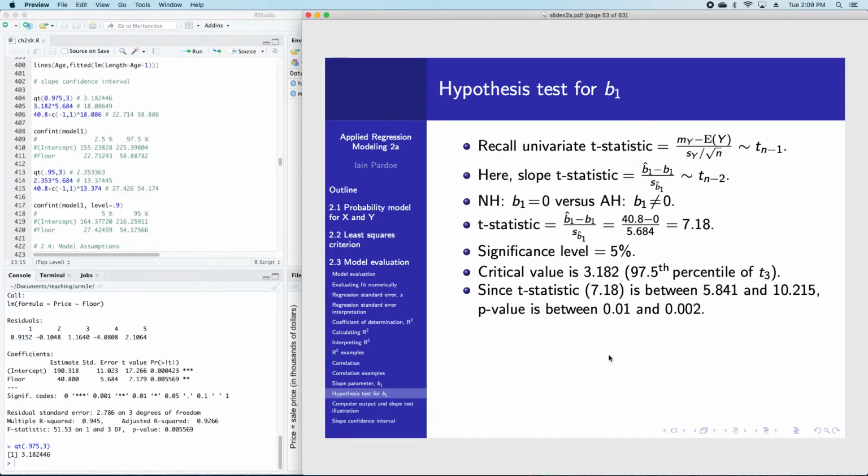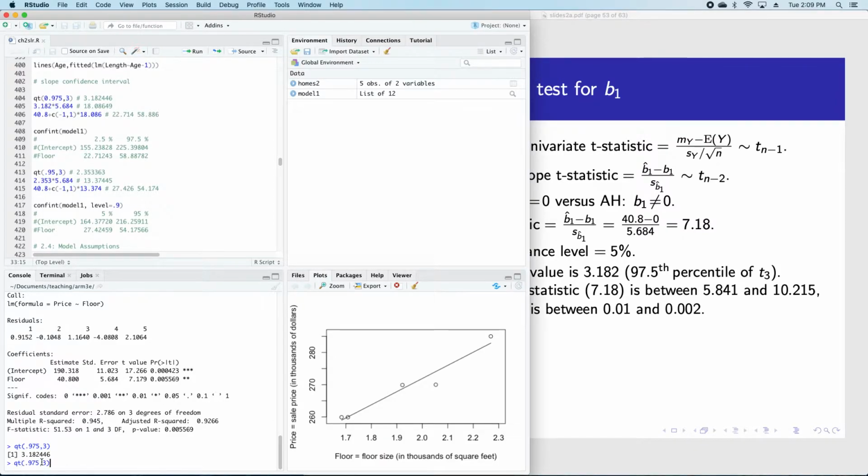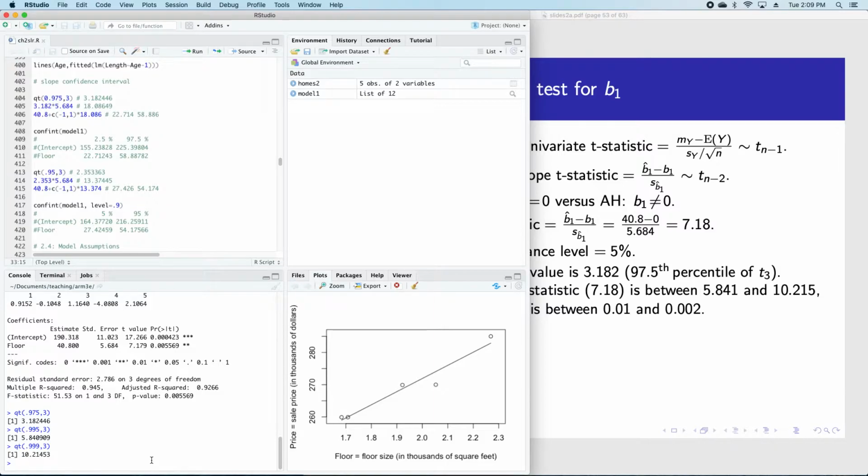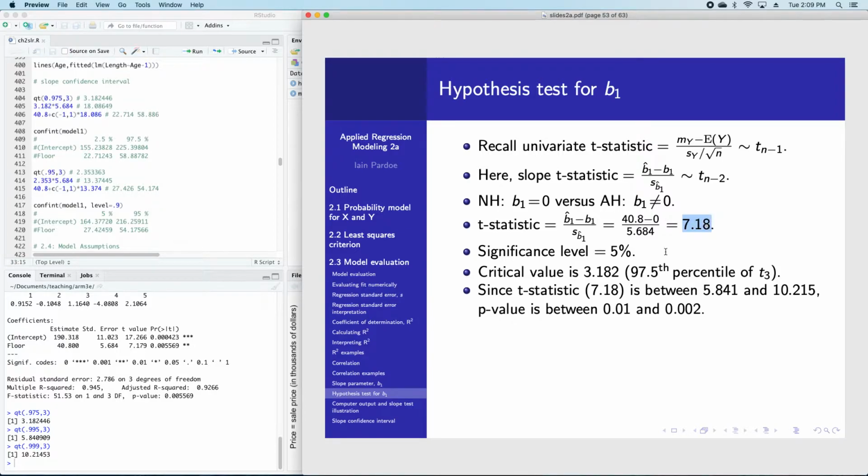If I'm trying to find the p-value, then I need to look up a few more percentiles to try and narrow it down. So for example, let's see, the 99.5th percentile is 5.841. The 99.9th percentile is 10.214. So my test statistic, 7.18, is in between the 99.5th percentile and the 99.9th percentile.